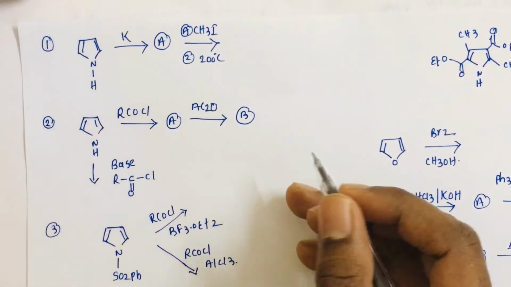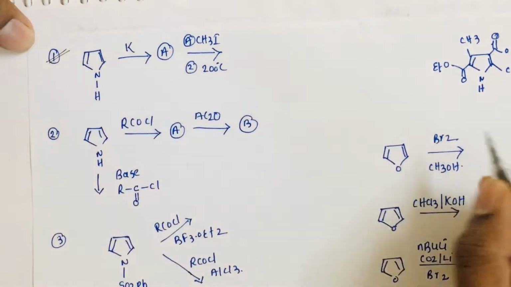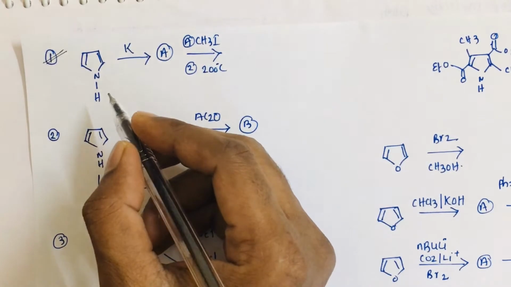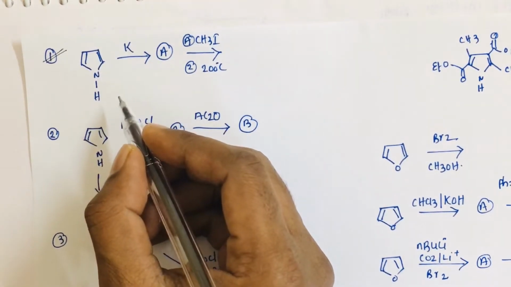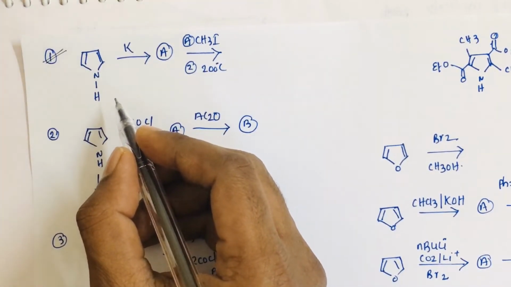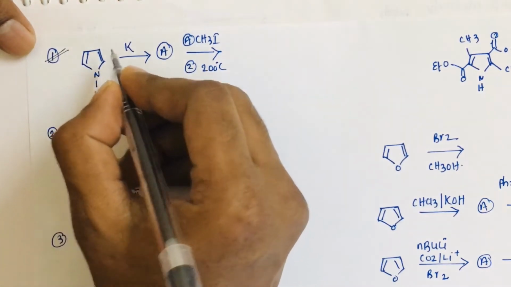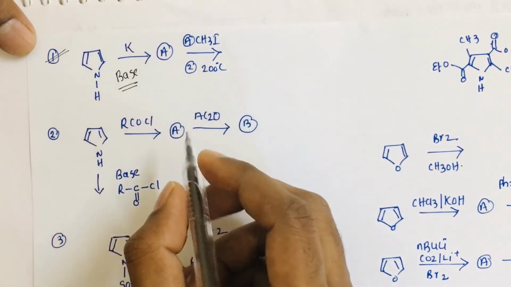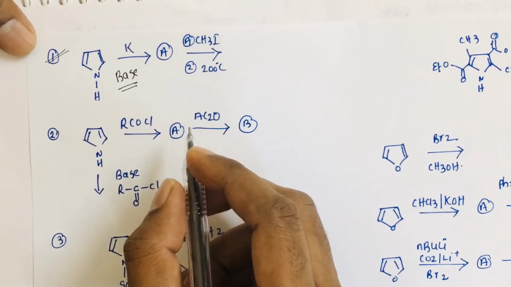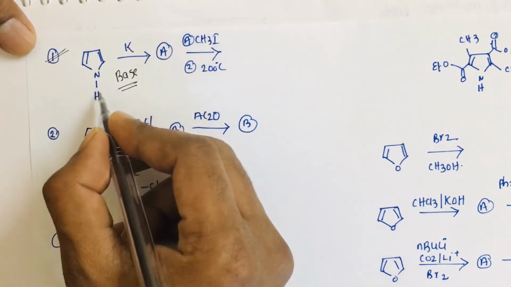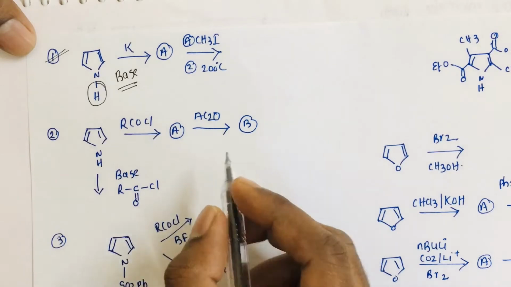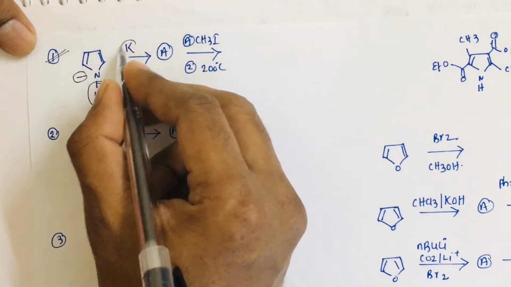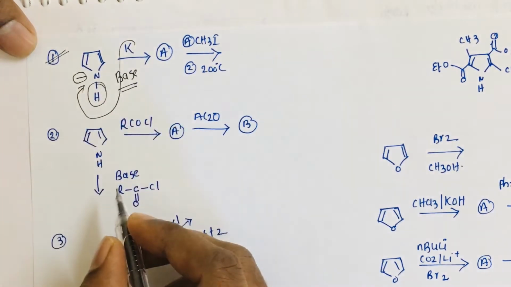So here we have a few problems from heterocycle chemistry. So this is the first problem. Here we have pyrrole. Here we have taken a base, and this base abstracts this hydrogen. So now it will become N minus, and this potassium goes and attacks this N.